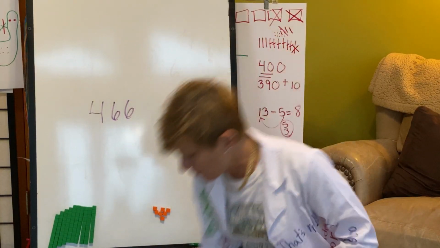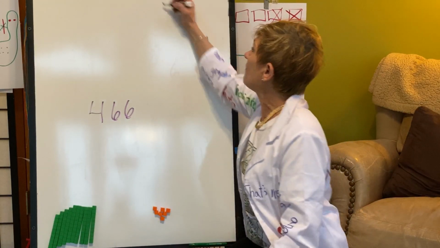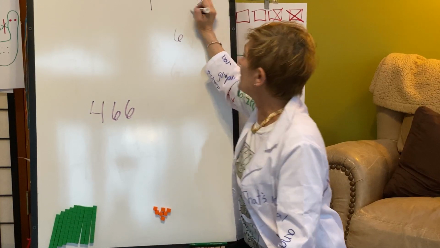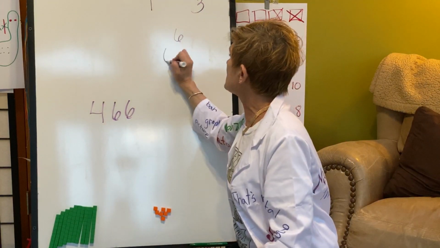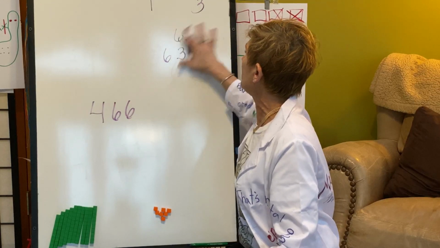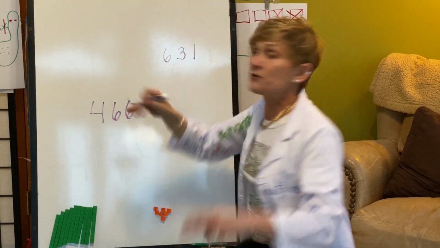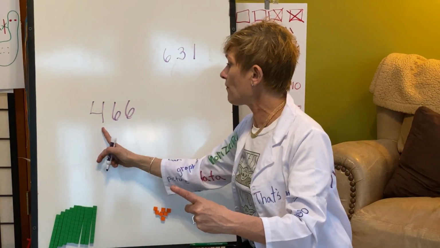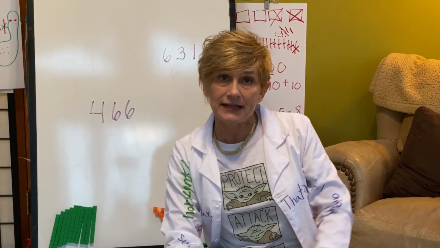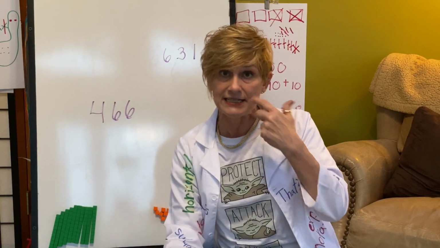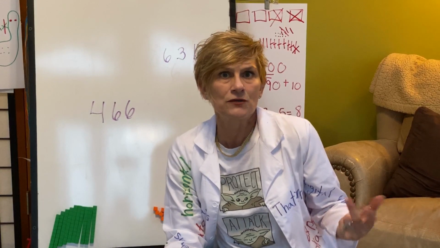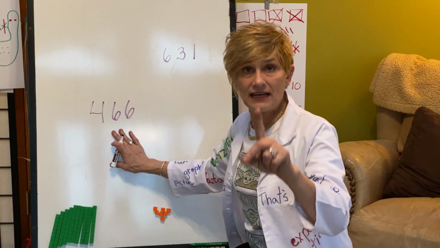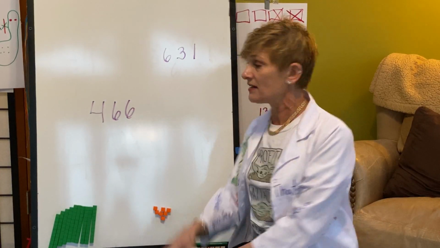I'm going to roll another one. And I have a 1, a 6, and I have a 3. I'm going to make another number. 631. Because when I put them in their place value, then they have worth. So now I have 631 and I have 466. I want to practice my subtraction with 3-digit numbers. I'm just going to use my dice. I rolled and created one number, and I rolled and created another one. And now I'm going to do a subtraction.